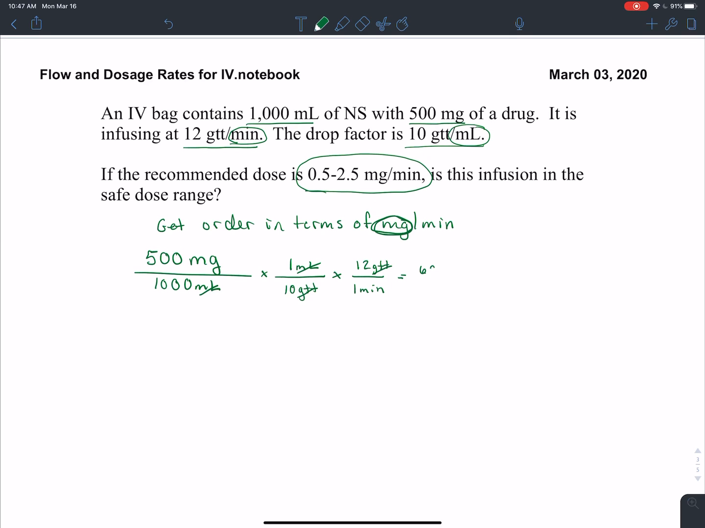Those are the units that are left. So I multiply straight across to find that I have 6,000 over 10,000. When I divide out, that gives me 0.6 milligrams per minute. If I think about that safe dose range, it was 0.5 to 2.5 milligrams per minute. So the order, 0.6 milligrams, is in the middle.